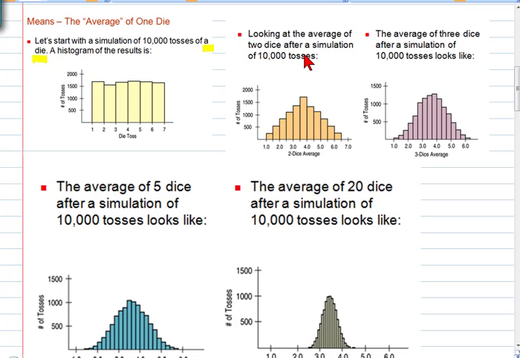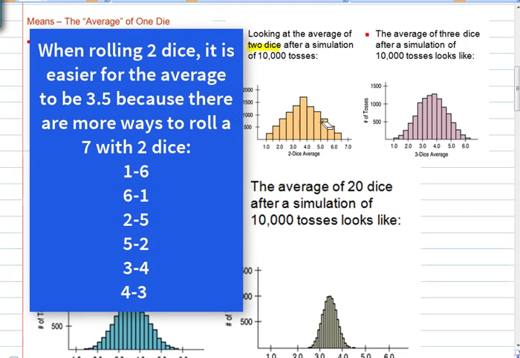So when we roll 2 dice, we see that this mean starts peaking. It's no longer what we got when we rolled a single die, but we're looking at the average when we rolled 2 dice. It's still possible to get a 1 by rolling snake eyes on 10,000 tosses, but you're not going to get as many as you did with the ones when you were rolling only one die. So you see this peak start happening.